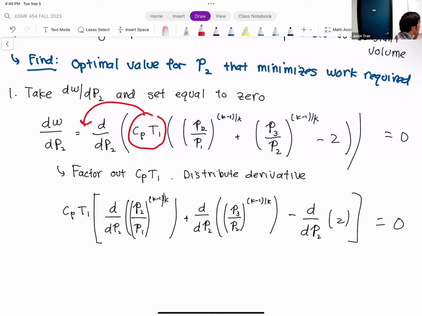Okay. So we can simplify a lot of things here. A lot of terms are going to cancel out. First thing we're going to do is that since we know that this is all equal to 0, we're going to take the CPT1 and divide it by both sides. So we're just going to cancel out this guy right here. Divide this out.